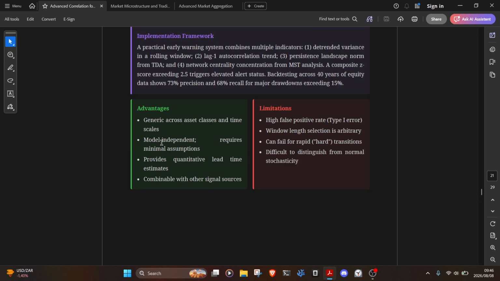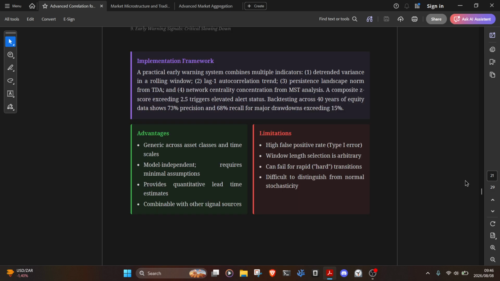What are the limitations of this type of correlation? Number one, high false positive rate of type 1. Number two, window length selection is arbitrary. Number three, can fail for rapid hard transitions. Number four, difficult to distinguish from normal stochasticity. That's about it for today.